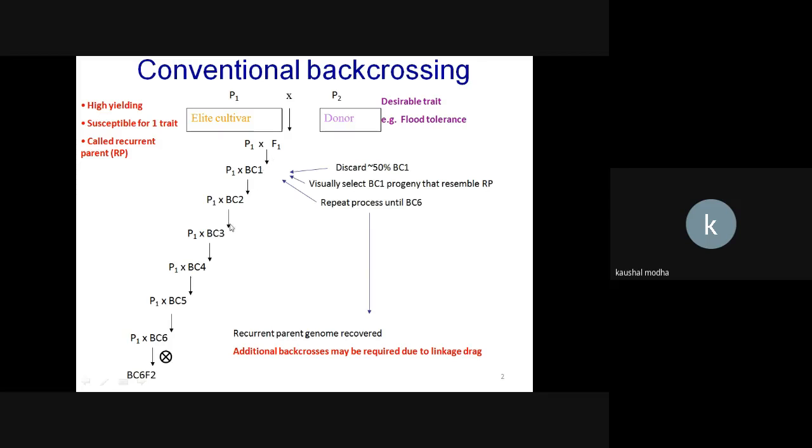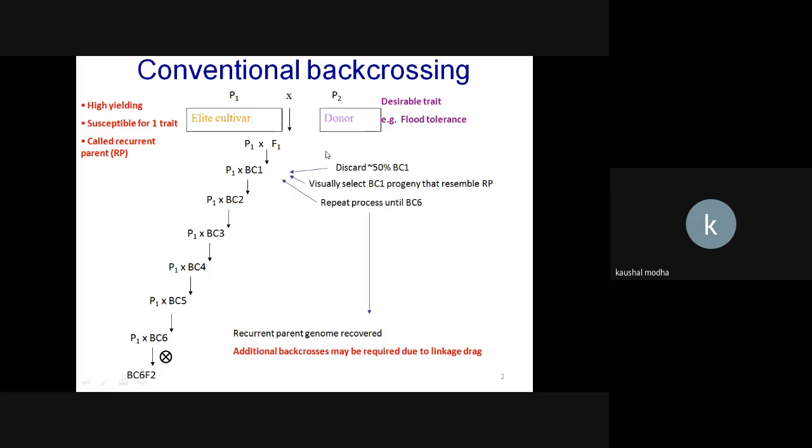So in each backcross progeny, we'll perform screening, and only flood tolerant progenies will be crossed again to the parent. And after backcross 6, we perform selfing. That would be backcross 6 F2. And we try to select the individual here which has maximum genetic contribution, 99.9% from the recurrent parent, and one target locus from the donor parent.